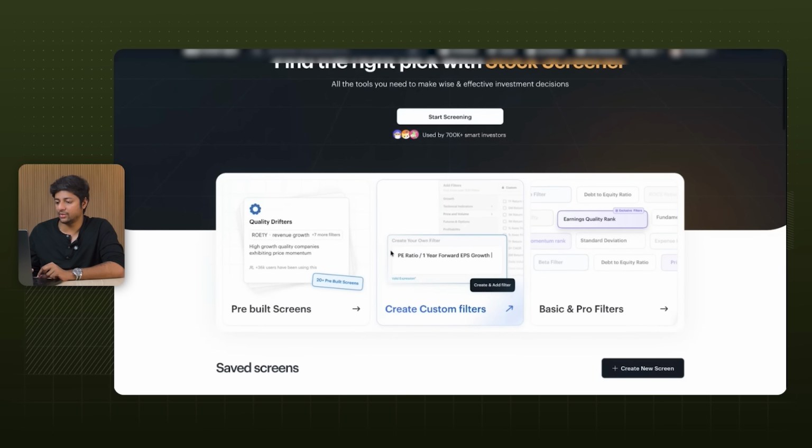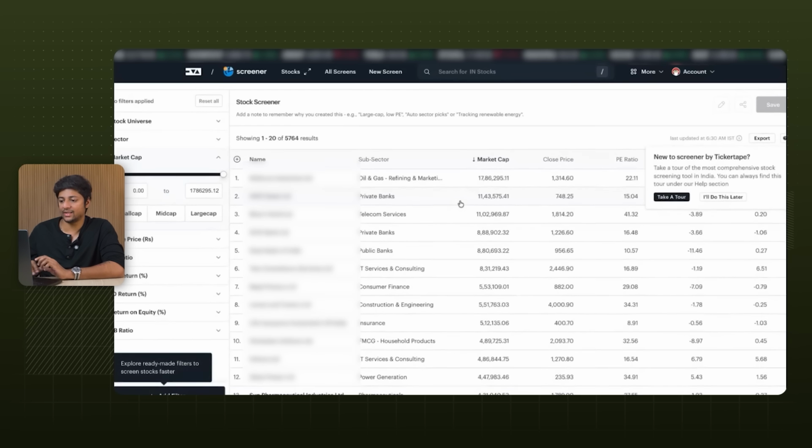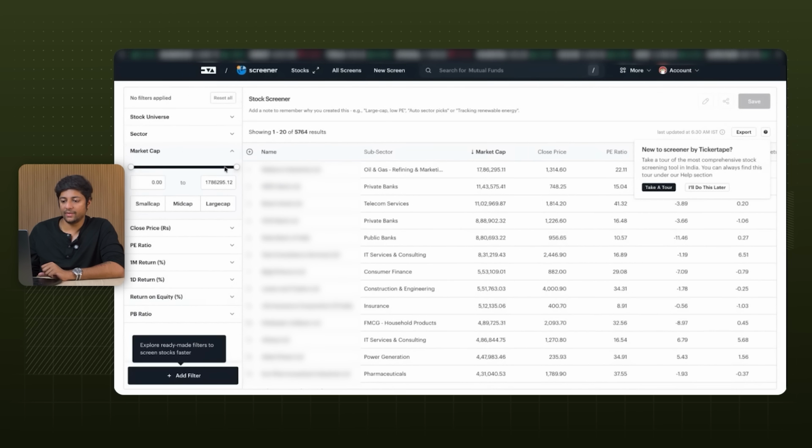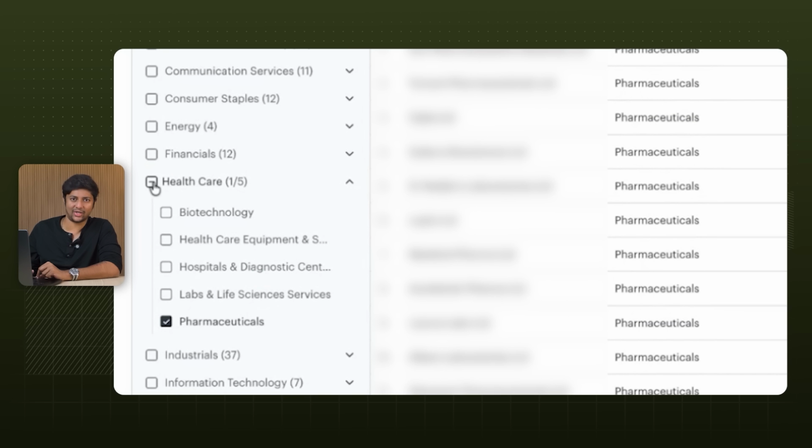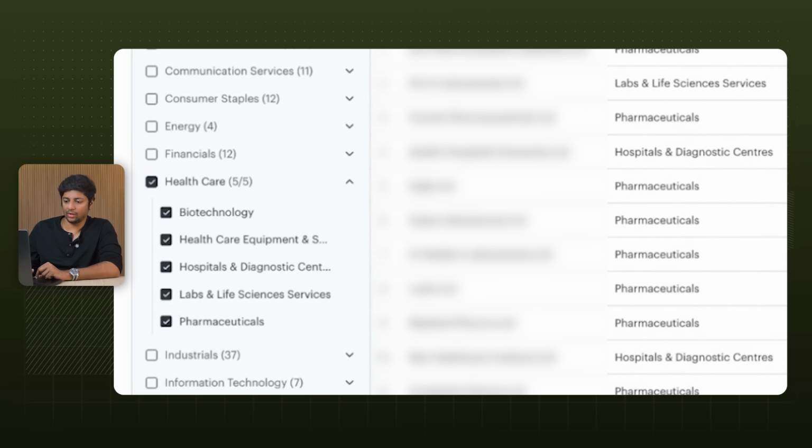Let me show you how to actually do it here. Let's do start screening and this opens up a page like this. Okay, now first things first, let's choose a sector. Let's just do pharma for now. Let's track pharma and let's see what is going on with all the pharmaceutical companies.